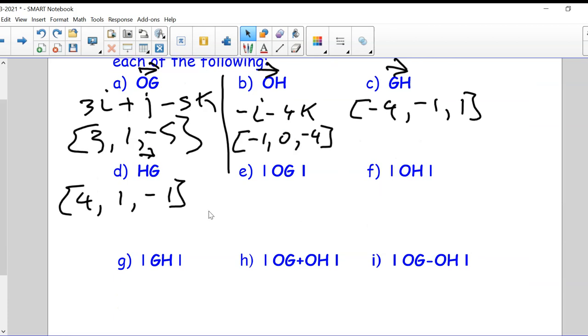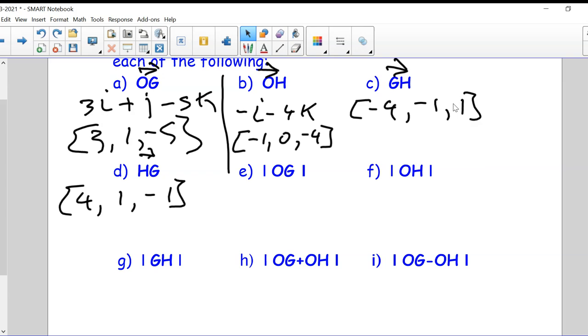And then we did the same thing over here, but this time we went the opposite direction. We went from G minus H, but I made the point that we could just simply take the opposite values of all of these to get this vector. So 4, 1, and minus 1 is just the opposite sign to all of these numbers right here.